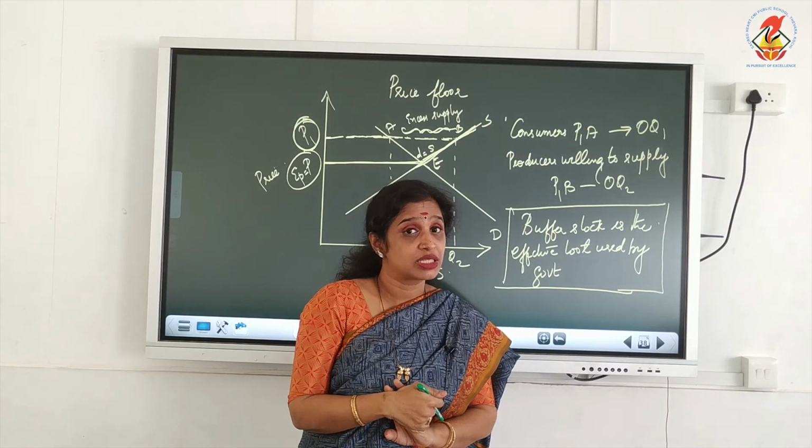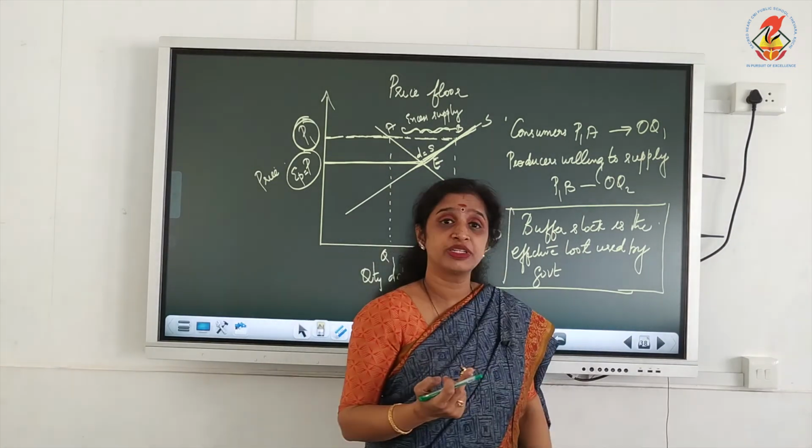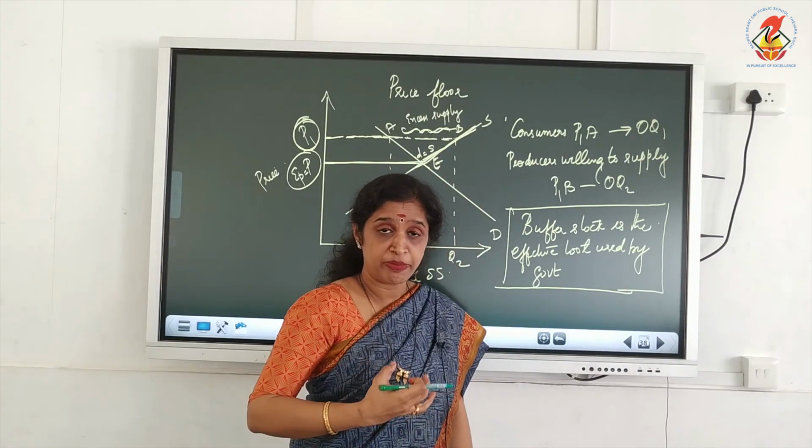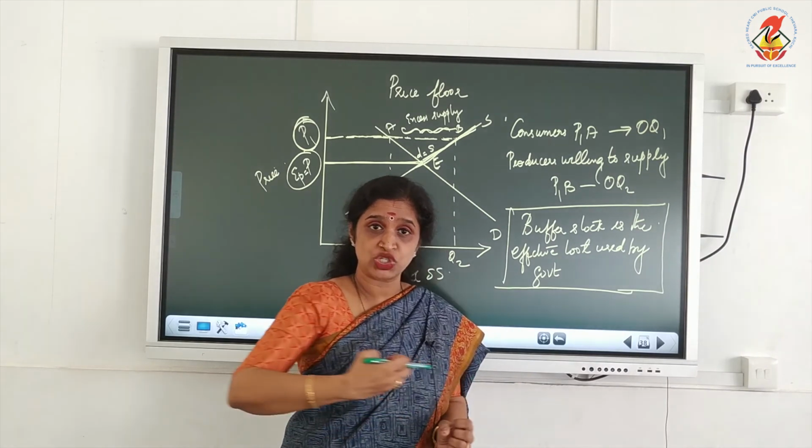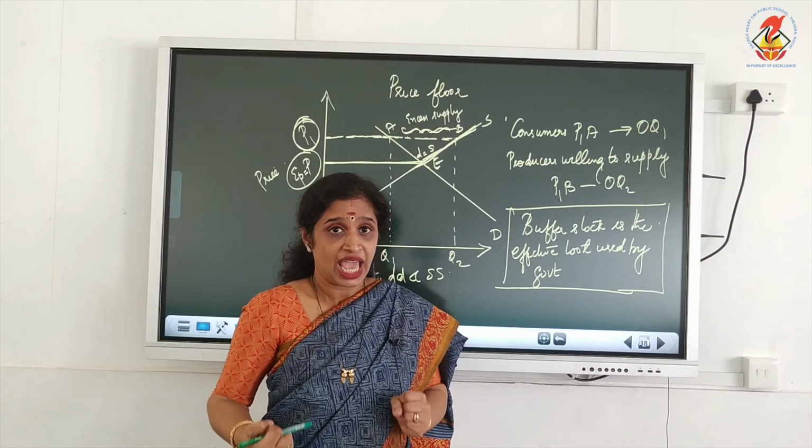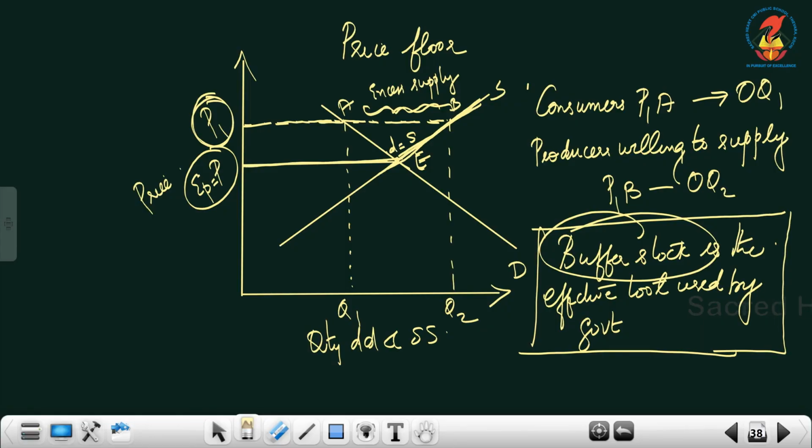So, how will that excess supply be met by the government? The excess supply by the producers will be fully purchased by the government, and that will be maintained as the buffer stock. You have learned it in class 9, isn't it? Now, this particular price which is fixed by the government, P1, is above P. Why has the government fixed that price P1 above P? This price P is not at all profitable for the producers. So, in order to make them comfortable, government has raised the price to P1.